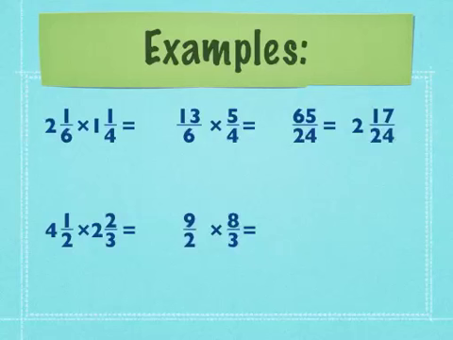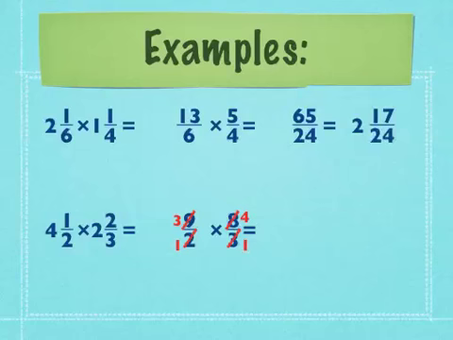Now when you look for cross-canceling, we're going to look at the 9 and the 3. Those are both divisible by 3. And we're going to look at the 8 and the 2. Those are both divisible by 2. So I can cross-cancel in both cases. I'm going to cross out the 8 and the 2. 8 divided by 2 is 4, and 2 divided by 2 is 1. Now I'm going to cross out the 9 and the 3. 9 divided by 3 is 3, and 3 divided by 3 is 1.